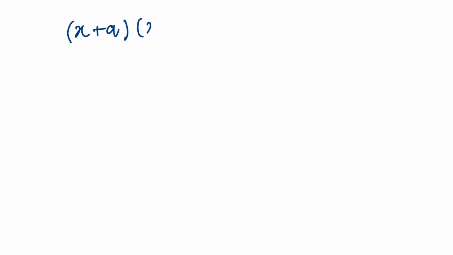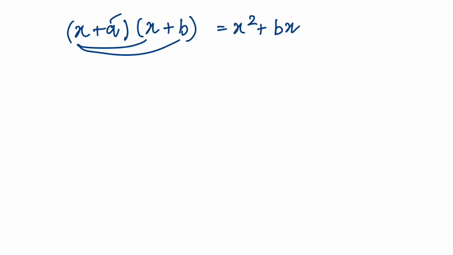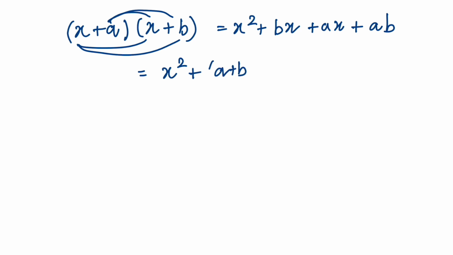This again is going to be the same multiplication stuff. Okay, so that is going to be x squared plus bx. Again, this is going to be plus ax plus ab. And this can further be written as x squared plus a plus b into x, because in the middle two terms you can have x as a common factor, and plus ab. Okay, so that is how you come up with x plus a into x plus b is equal to x squared plus a plus b into x plus ab.